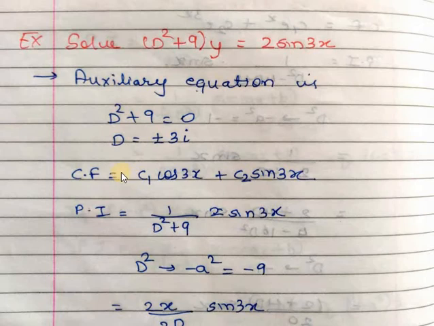So here it will be e raised to 0x, and the value of e raised to 0x is 1, so no need to write it down. So here it will be c1 cos beta x, and the value of beta is 3. So it will be c1 cos 3x plus c2 sin beta x, that is c2 sin 3x. So this is the answer for the complementary function.